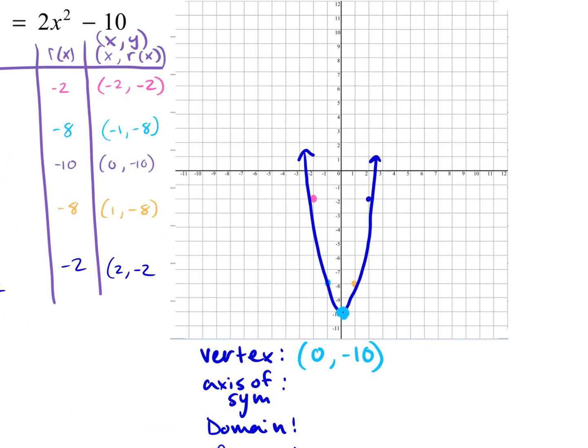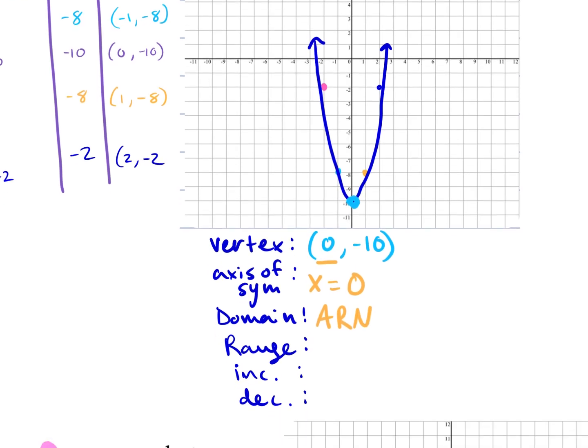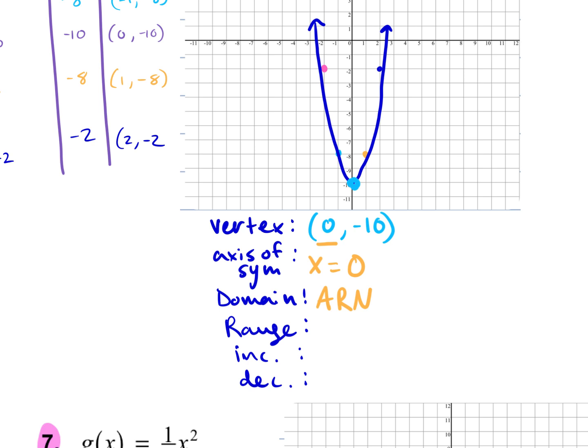What would our axis of symmetry be? X equals, what's our X value in this point? 0. X equals 0. What's our domain? All real numbers. So we can say ARN. Range: Y is bigger than negative 10. Awesome. We're going to say Y is greater than negative 10, because it's going up, right? Because our graph opens up.